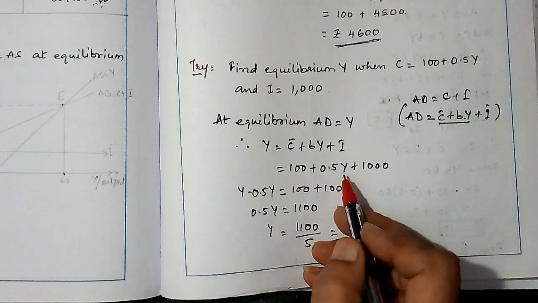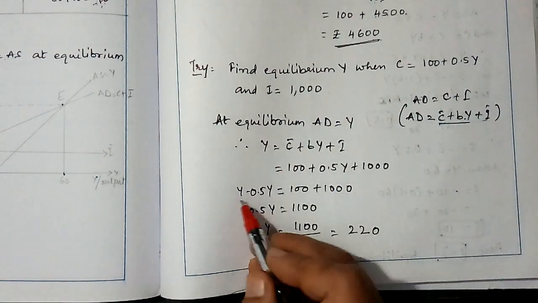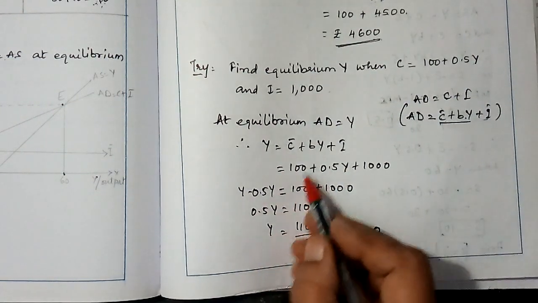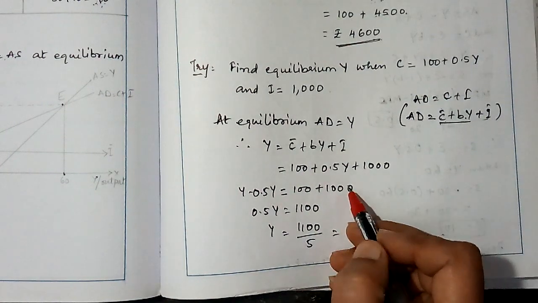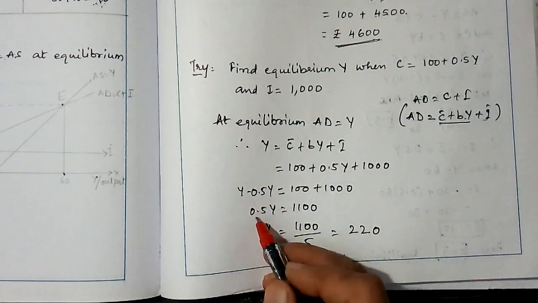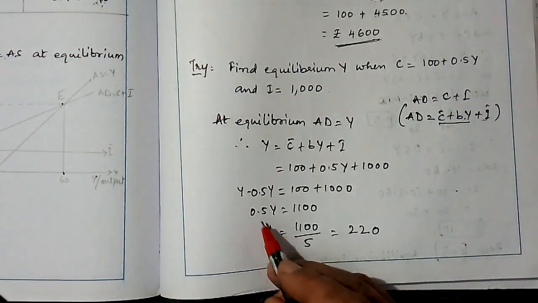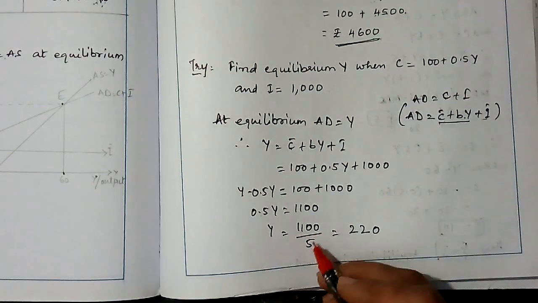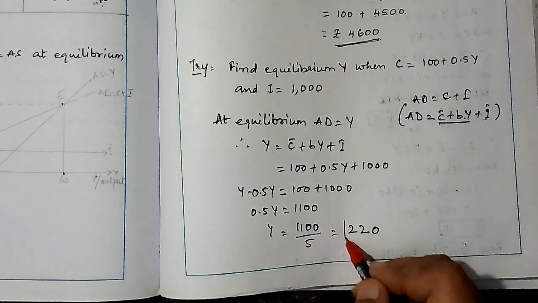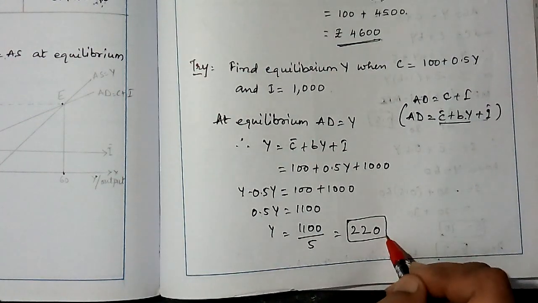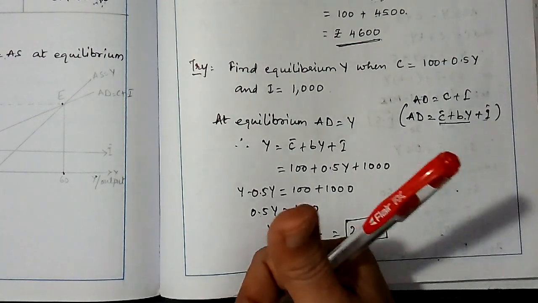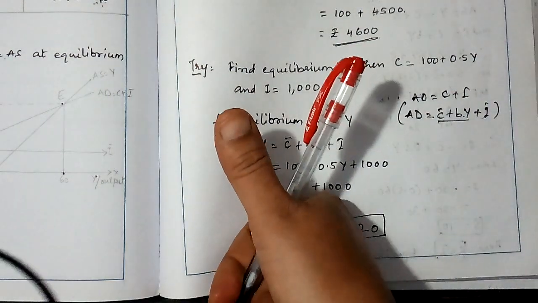So now we will rearrange it. Bring this 0.5 on this side. Y minus 0.5 Y equal to 100 plus 1000. So that gives us 1 minus 0.5 is 0.5 Y equal to 1100, or Y is equal to, bring it down, 1100 divided by 0.5 equals 2200. Well done if you could solve this problem.